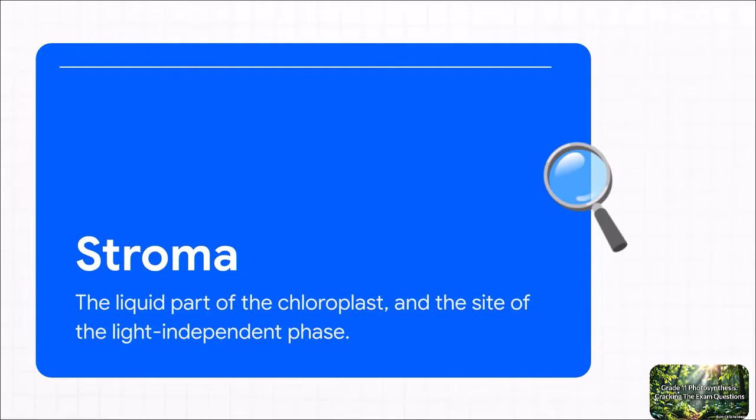Next, the stroma. It's so important to connect a structure with what it does. The stroma isn't just some goo inside the chloroplast. It is the specific location for the light-independent phase, or the Calvin cycle. This is where all the action happens to actually build the glucose.